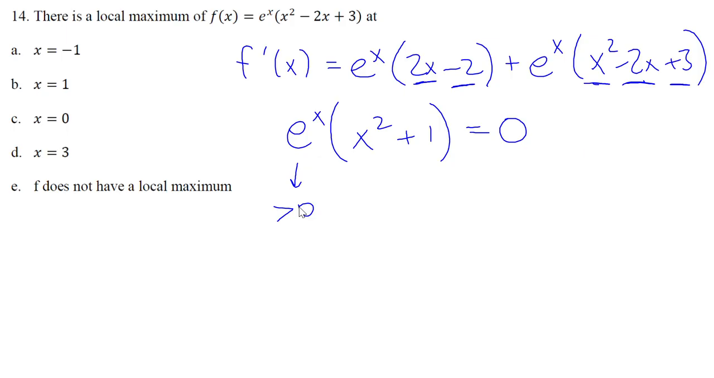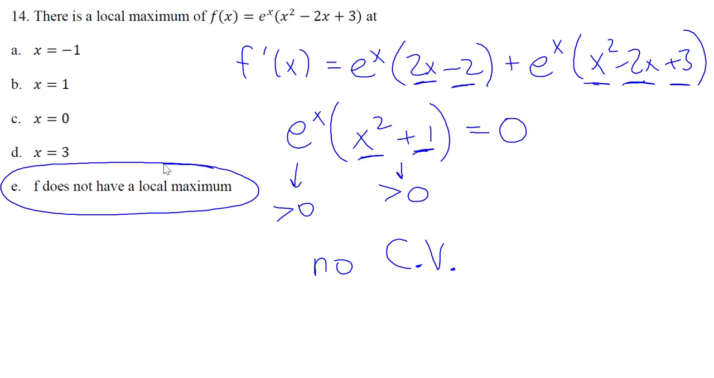And x squared plus 1, well, x squared is always either 0 or positive. And if I add 1 to it, that's always going to be positive, which means this does not have any critical values. And if a function does not have any critical values, it can't have any local maxima or minima, unless it has an endpoint somewhere. And this function is defined for all real numbers and therefore it will not have a local max or, in fact, a local minimum.